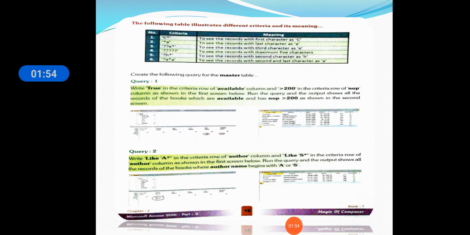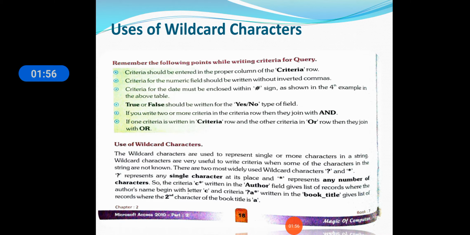Use of wildcards. The wildcard characters are used to represent single or more characters in a string. The wildcard characters are very useful to write criteria when some of the characters in the string are not known. There are two most widely used wildcard characters, question mark and star.